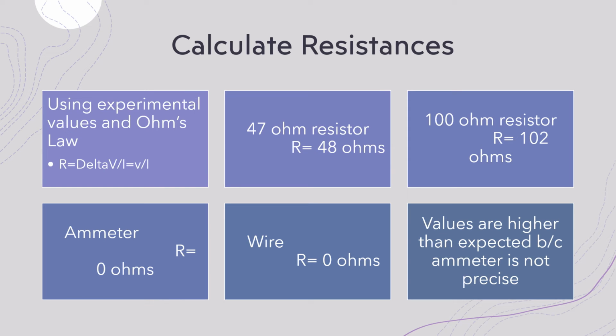When we calculated resistances, we used experimental values in Ohm's law, which was R equals delta V over I, or volts over I. And in the 47 ohm resistor, we got a resistance of 48 ohms, 100 ohm resistor, 102 ohms. For an ammeter and wire, the resistance was 0 ohms, and we found that the values were higher than expected because the ammeter is not precise.